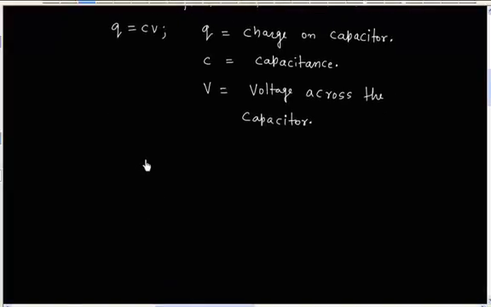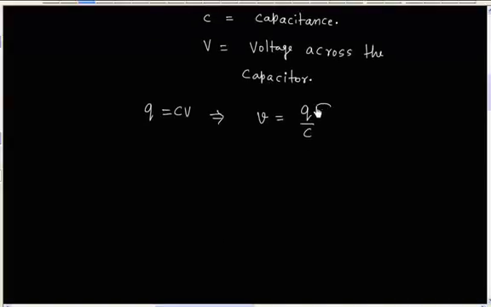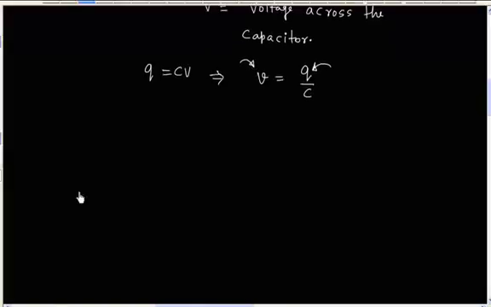So we can write the same formula, V equals Q by C. That is, if I can calculate charge as a function of time, we can calculate potential difference as a function of time. So our task is to calculate charge as a function of time. Let us redraw the circuit.